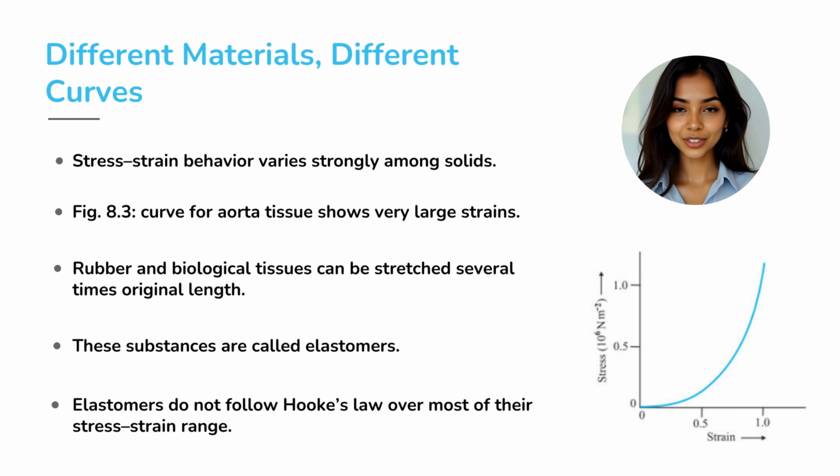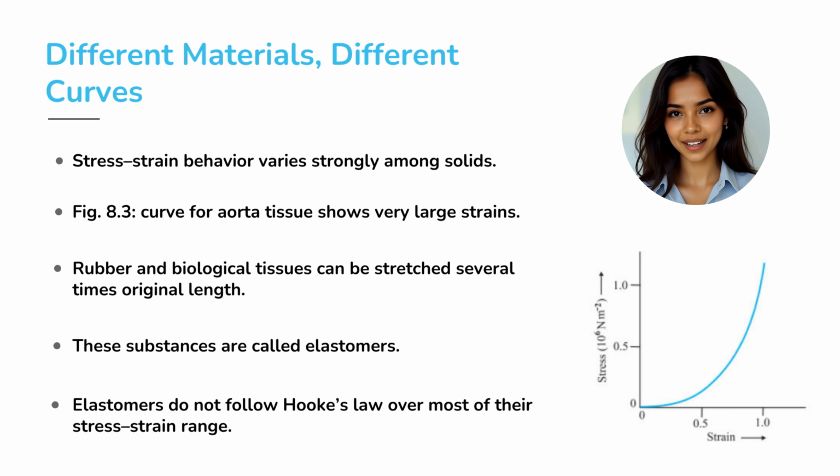But not all materials sing the same tune. Look at figure 8.3, the stress-strain curve of the aorta, the blood vessel in our body. Its elastic region is huge, it can stretch to several times its original length and still bounce back. Rubber behaves similarly. But notice, their curve is not linear like metals. Hooke's law doesn't hold for most of their stretching journey.